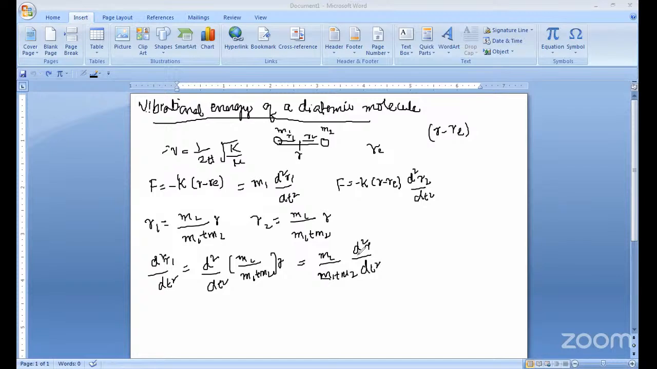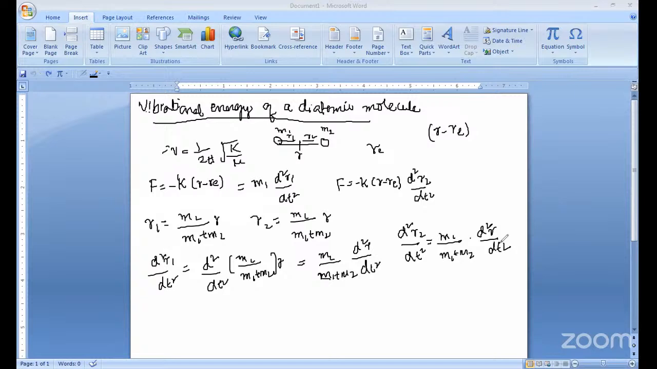Similarly, for the second atom, d²R2/dt², I am directly writing, that will be equal to M1 by (M1 plus M2) into d²R/dt². So we have got d²R1/dt², and similarly we have got d²R2/dt².